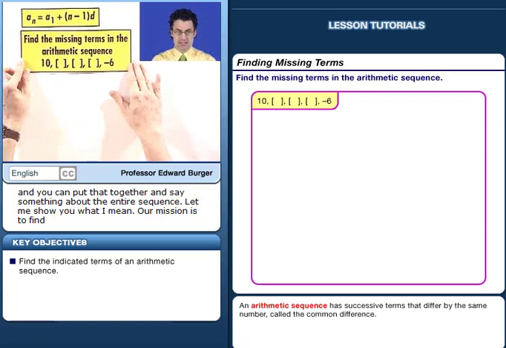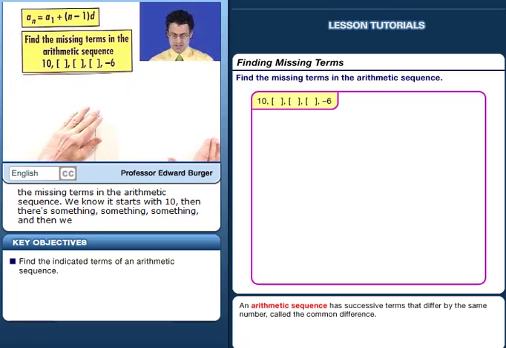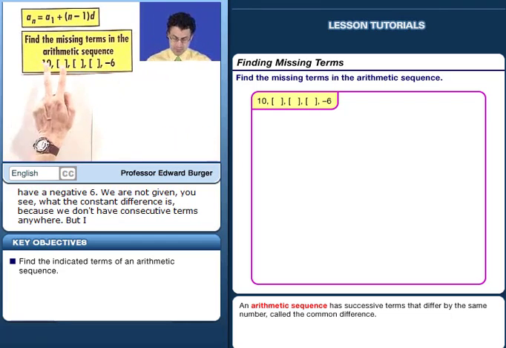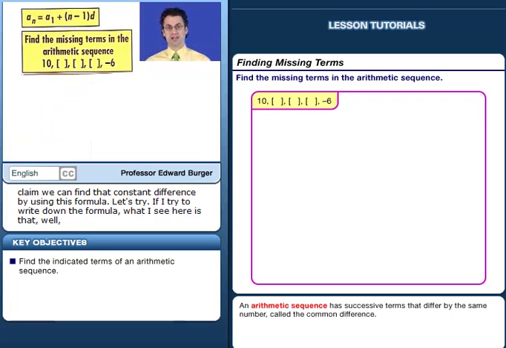Our mission now is to find the missing terms in the arithmetic sequence. And we know it starts with 10, then there's something, something, something, and then we have a -6. We're not given, you see, what the constant difference is because we don't have consecutive terms anywhere. But I claim we can find that constant difference by using this formula.